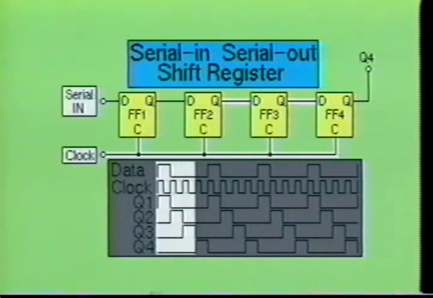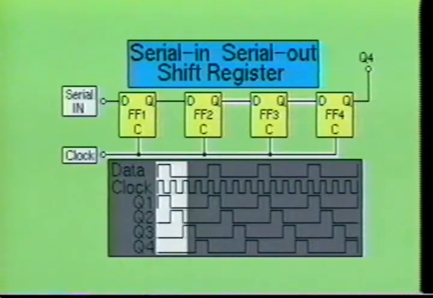The third clock pulse results in a low at the data inputs of flip-flops 1 and 2, and a high at the data input of flip-flop 3. This results in the outputs of flip-flops 1 and 2 going low, and the output of flip-flop 3 going high. And when the fourth clock pulse arrives, flip-flops 1, 2, and 3 will output a low, and flip-flop 4 will output a high.